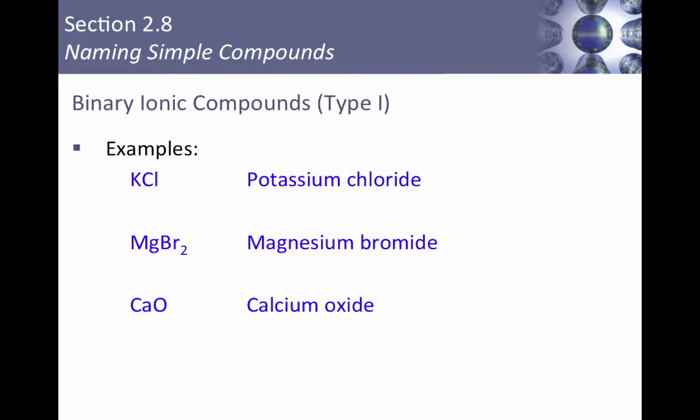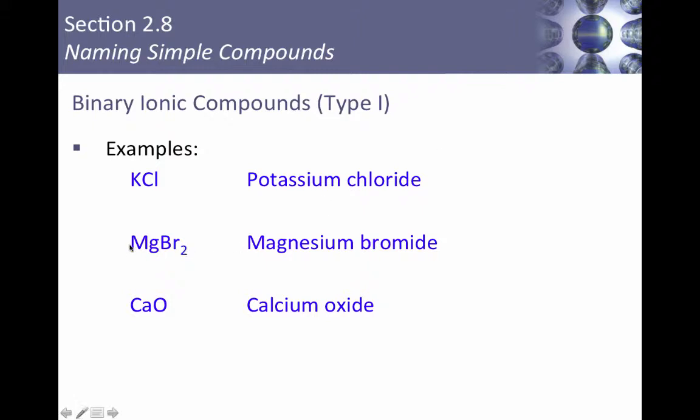If we look at something like KCl, the K, potassium, is our cation, so it gets its name as potassium. And then the Cl, or chlorine, is the negative ion, the anion, and it gets "-ide" added to it, so we have potassium chloride.